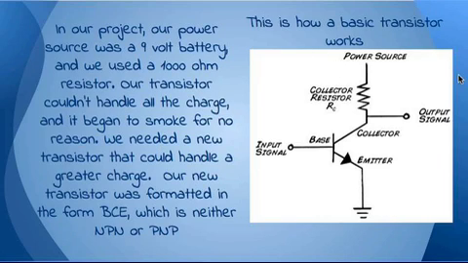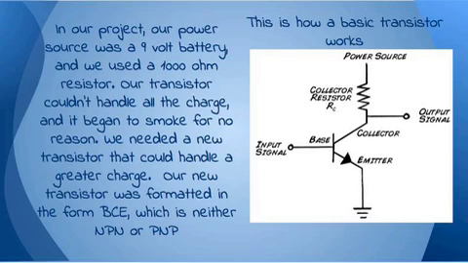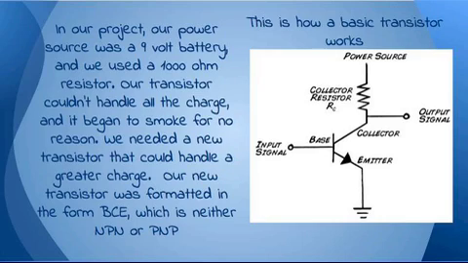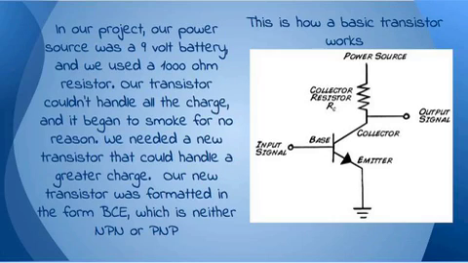Ours doesn't look this pretty. Ours is much more tangled up and wiry. That's because in our project, our source was a 9-volt battery, and we used a 1,000 ohm resistor. Our first transistor couldn't actually handle all the charge, and it began to smoke and smell, and it was really bad. We needed a greater transistor that could handle a greater charge, and our new transistor worked well. It's formatted in BCE, which is neither NPN nor PNP, which is a little weird, but it works.